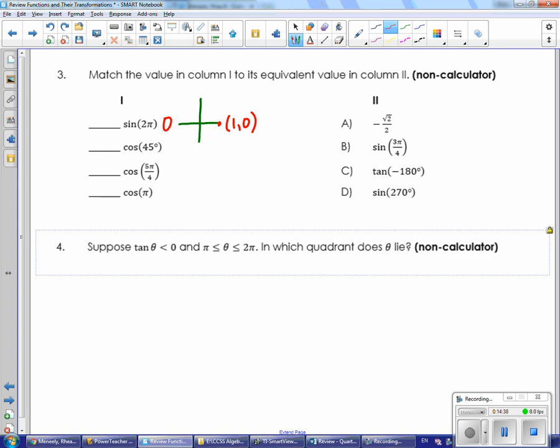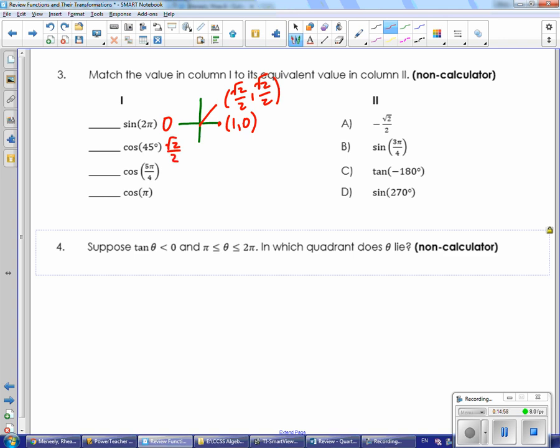In the next one, it's asking me about the cosine of 45 degrees. Well, 45 degrees is formed here. And again, that's going to be corresponding to my pi over 4 angle. That's the square root of 2 over 2 and the square root of 2 over 2. So if I'm asking for the cosine, I'm looking for the x-coordinate, and so that's going to be the square root of 2 over 2.